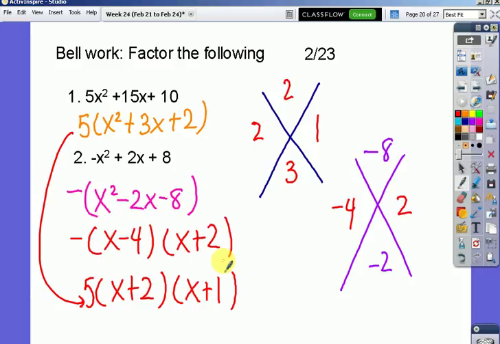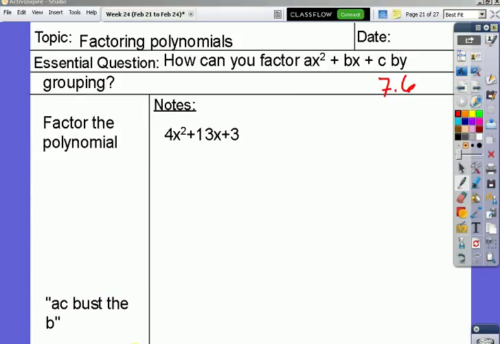Okay, here we go. We're going to start messing with problems like number 1, where you may not have a GCF and it becomes easy like this. So I'm going to talk to you about how we do that. Okay, so you're given a problem like this expression, 4x squared plus 13x plus 3. Remember, it's an expression because it doesn't have an equal sign.